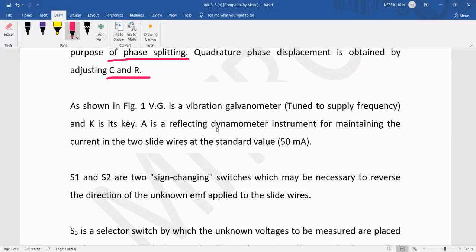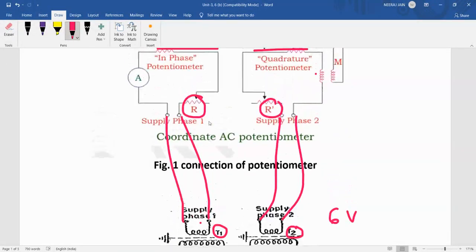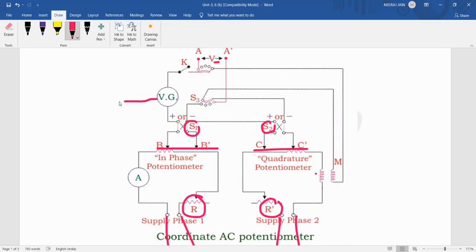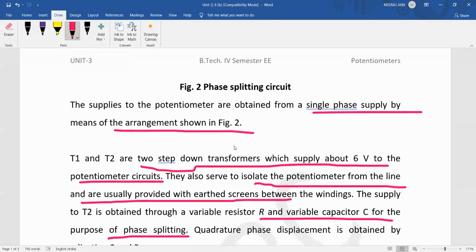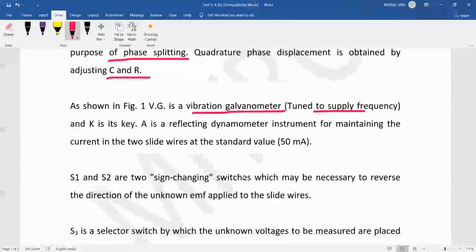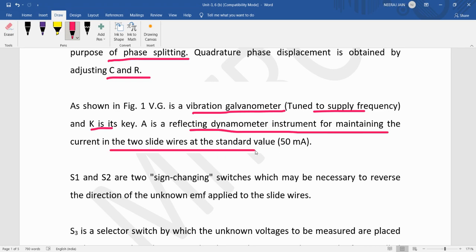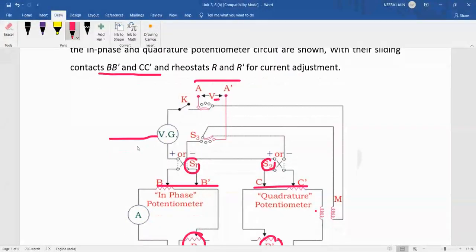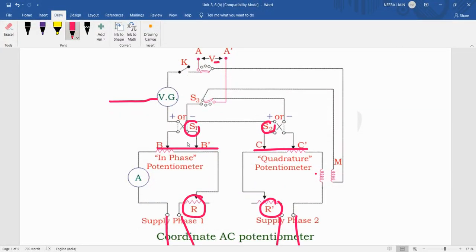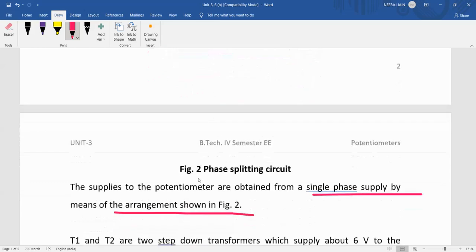As shown in figure 1, VG is a vibration galvanometer tuned to the supply frequency, which is 50 hertz. And K is the key. A is the reflecting dynamometer type ammeter for maintaining the current in the two slide wires. About 50 milliampere current is maintained in both these slide wires through this dynamometer type ammeter, as shown in the figure.